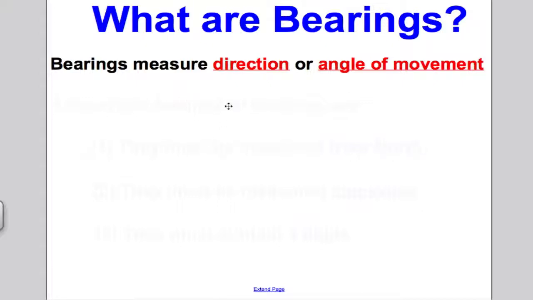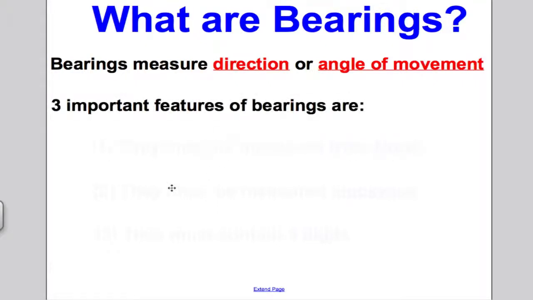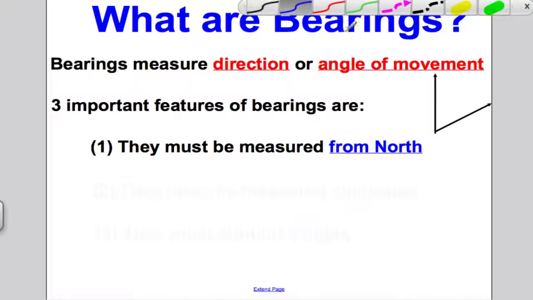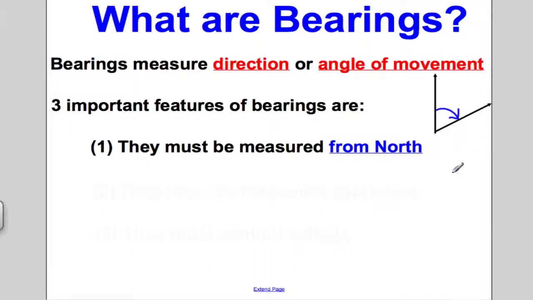And there are three important features of bearings that you need to know, and you always need to remember when you're writing your bearings or measuring your bearings. The first thing is that bearings always are measured from north. They're measured from due north, okay? So if you're measuring, say, that direction, you have to measure how far it is from the north, okay? So this is your movement here. You want to measure how far from the north.